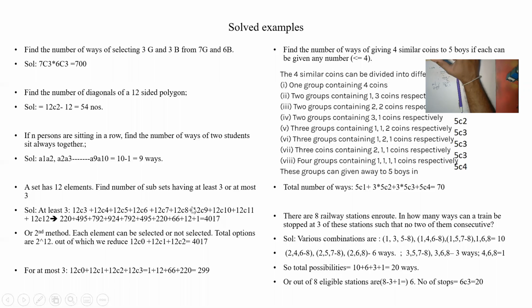So both methods work. This is the rough method: 2 to the power of 12 is the number of ways they can be selected or not selected, out of which I am removing the options with less than 3. For at most 3, meaning maximum 3, it is simply 12C0 plus 12C1 plus 12C2 plus 12C3. Here I am adding 12C3 also because up to 3 it is allowed. So 299 ways. Okay.